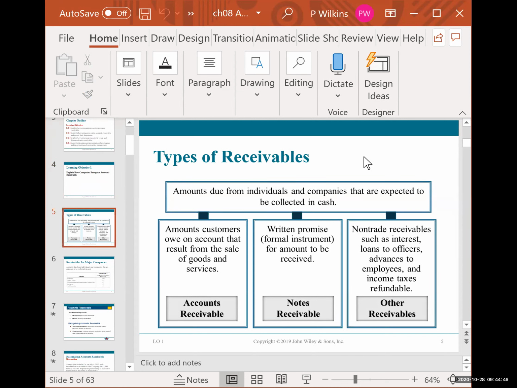When we talk about receivables, it is money that we are going to be receiving from our customers at a later date. So we have already provided them with the goods or service.